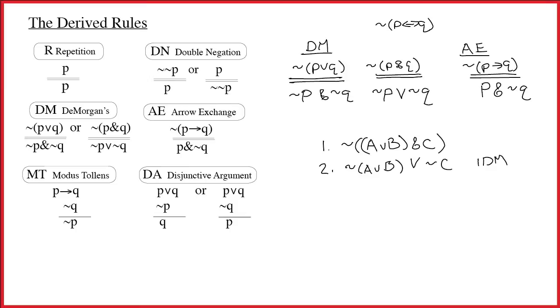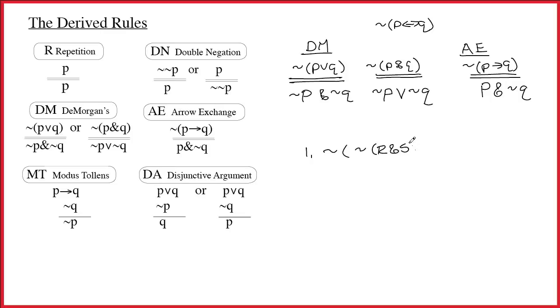All right, let's see another couple of examples. Get this one out of the way. And then imagine that you've got the following: tilde (tilde R ampersand S) wedge tilde tilde T. Well, this is getting kind of messy, but do any of these three rules apply?